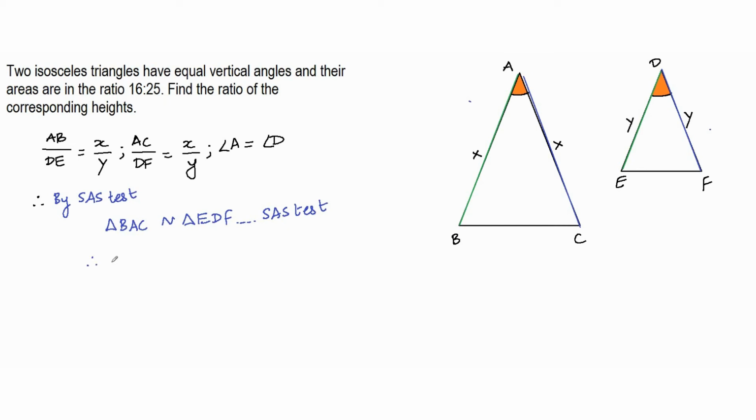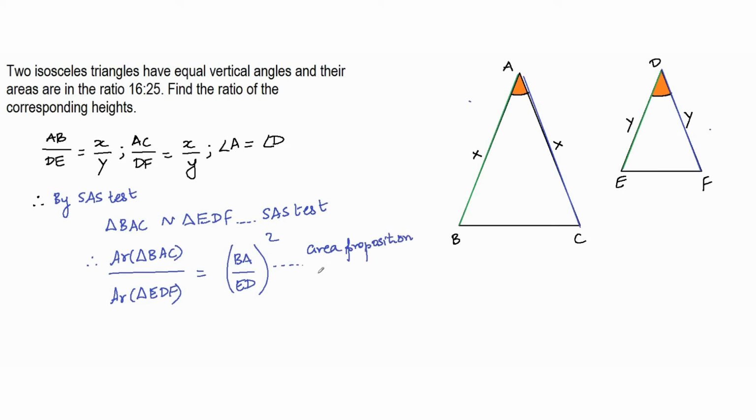Correct? And therefore, I can say that area of triangle BAC divided by area of triangle EDF is going to be equal to the square of the ratio of their corresponding sides. That is BA upon ED the whole square, and this is by the area proposition for similar triangles. Right? And it's given that the ratio of the areas is 16:25. So 16/25 is equal to BA by ED the whole square.